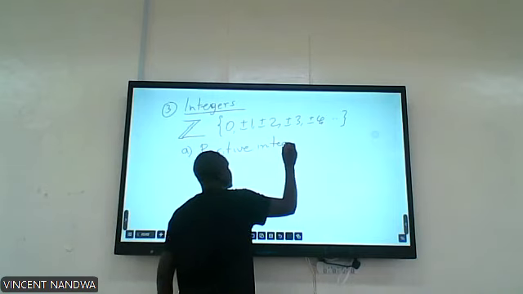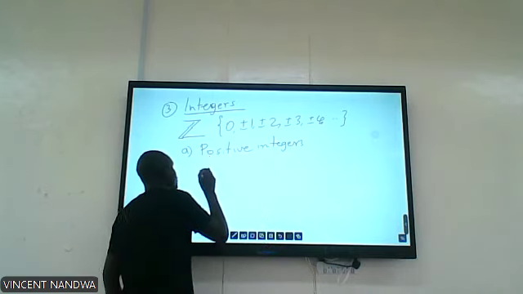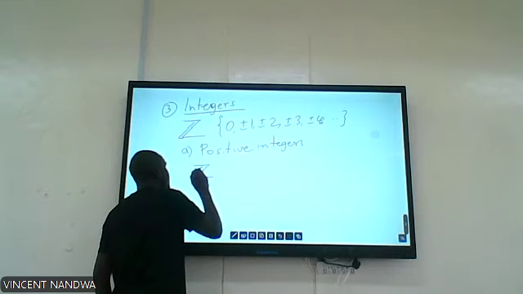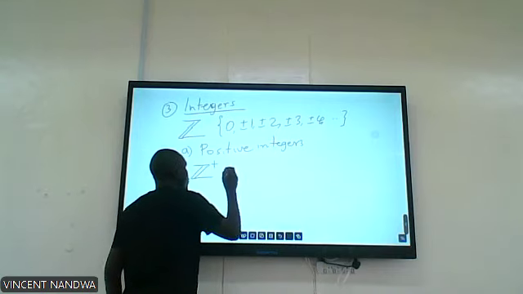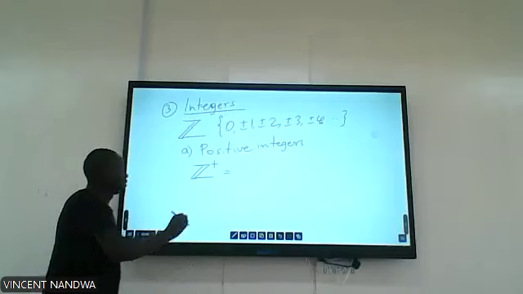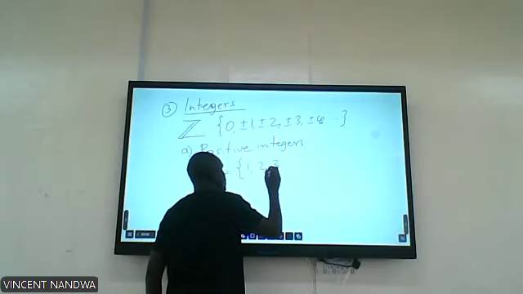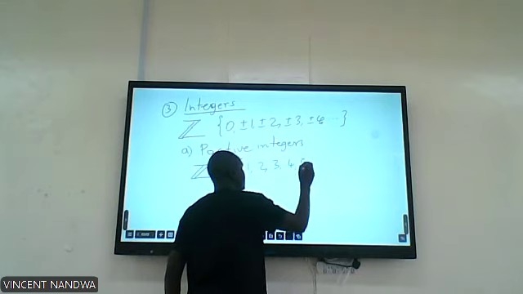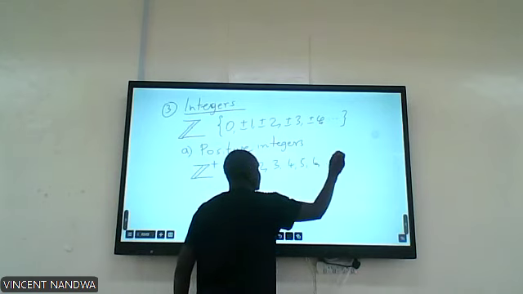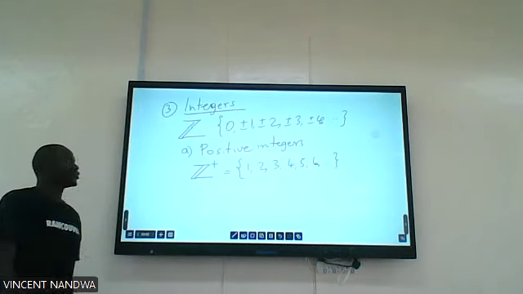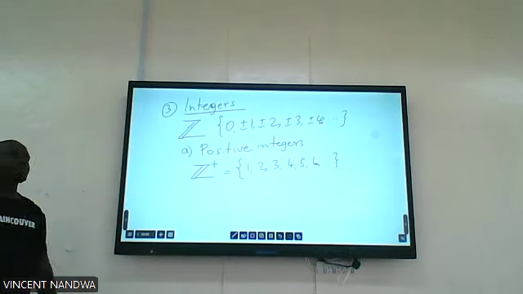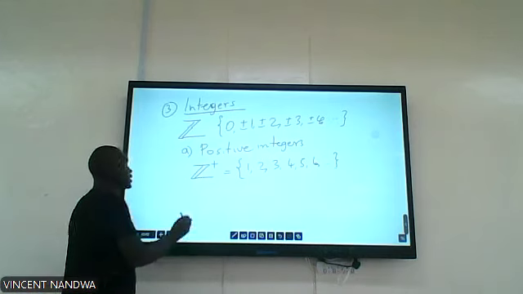integers. So positive integers, we abbreviate by Z plus. These are 1, 2, 3, 4, 5, 6, etc. So when you start counting from 1 to infinity, those are positive integers.